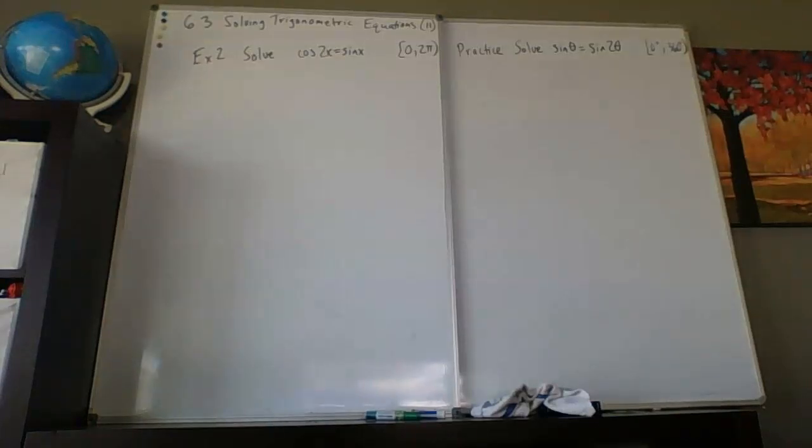Welcome to 6.3 Solving Trigonometric Equations Part 2. Example 2. Solve cosine 2x equals sine x over the interval 0 to 2 pi.